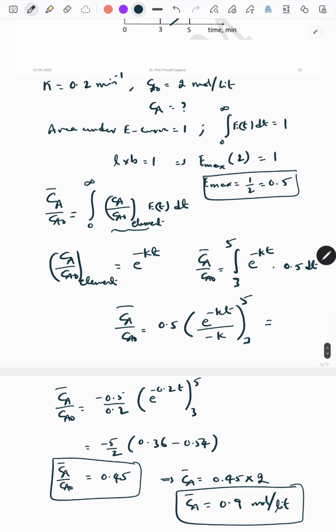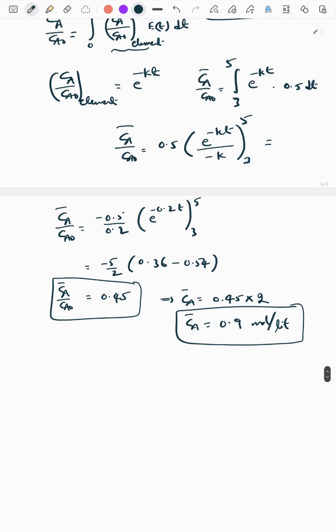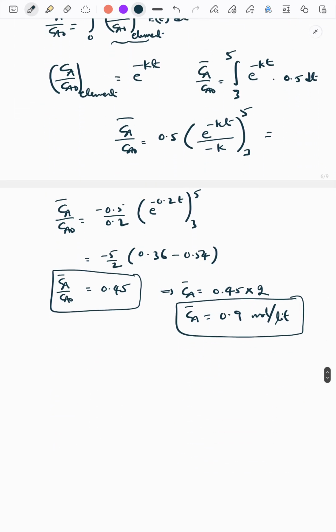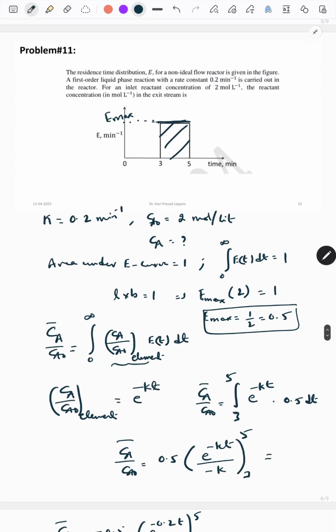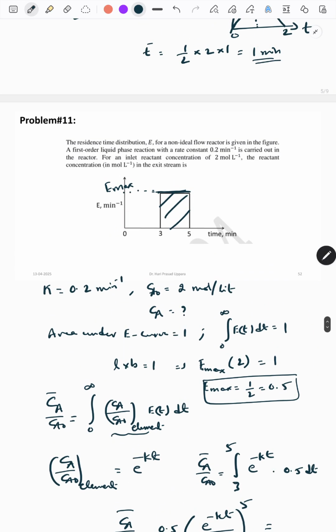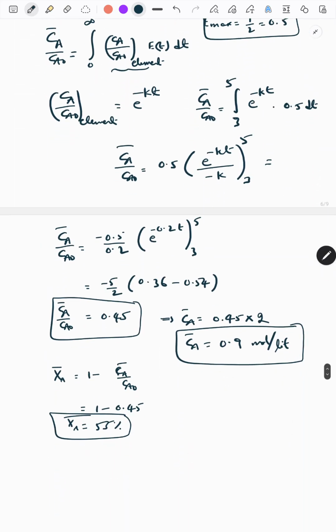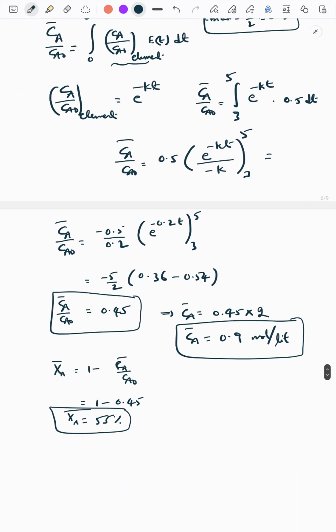So the initial concentration is 2 mole per liter, whereas the final concentration is 0.9 mole per liter. We can even calculate conversion also. The mean conversion at the outlet of the reactor is XA bar is equal to 1 minus CA bar by CA naught. This is equal to 1 minus 0.45, which is around 55%. So based on this RTD data, the mean conversion at the outlet of the reactor is 55%.